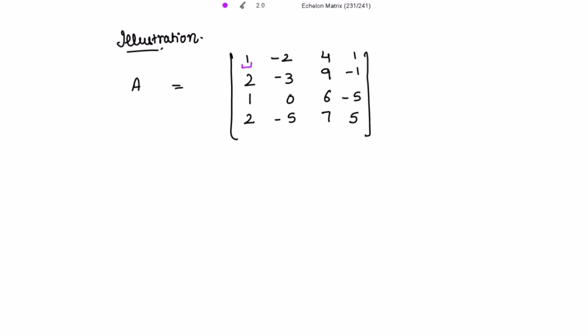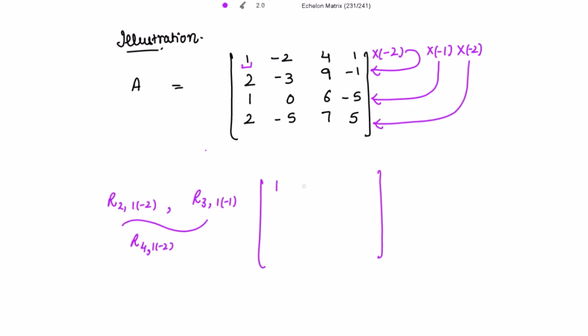I'm having 1 over here in the first row as the leading entry. My first preference is to make all other entries equal to 0 by applying the row operations. So to get 0 in place of 2, we multiply row 1 with negative 2 and add its elements to row 2. To get 0 in place of 1, we multiply row 1 with negative 1 and add its elements to the 3rd row. And to get 0 in place of 2 again, we multiply row 1 with negative 2 and add its elements to the last row.